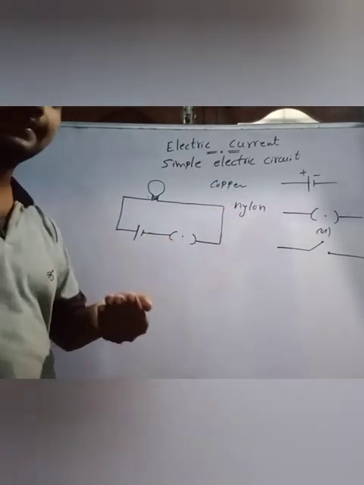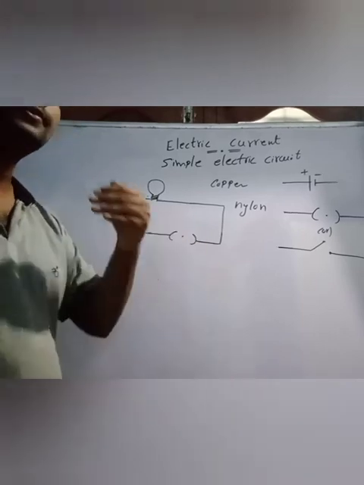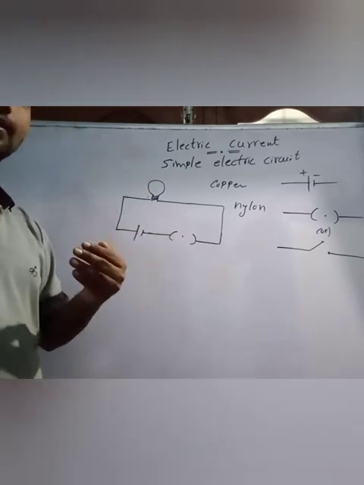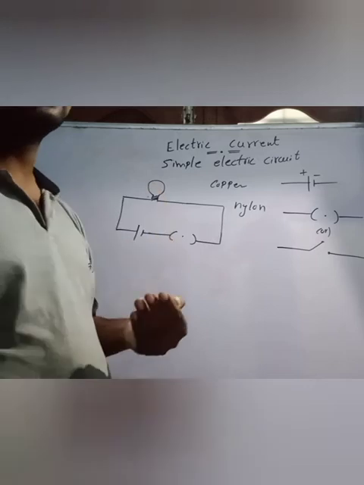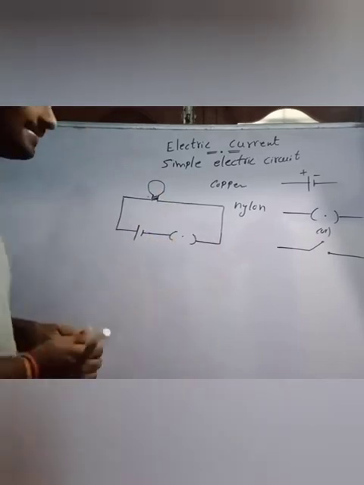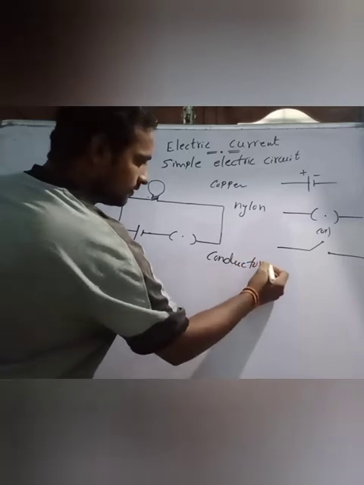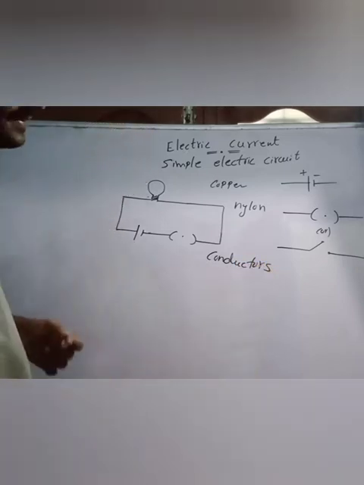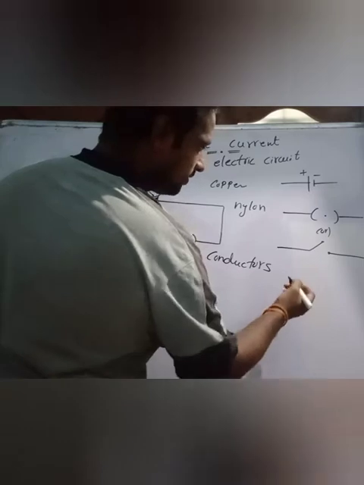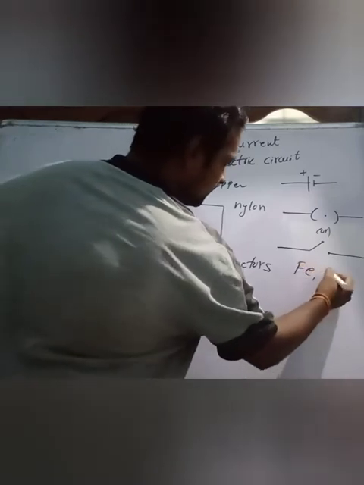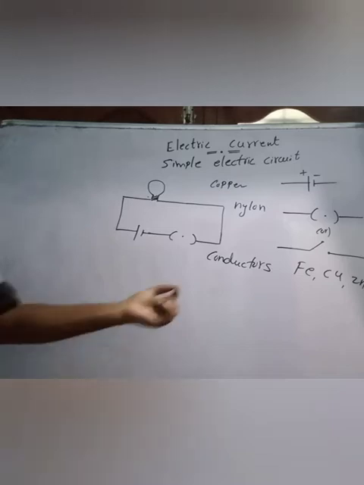So, what are conductors? The materials through which current passes are called conductors. What are the examples for conductors? Simply all metals. All metals means iron, copper, zinc. Those are examples for conductors.